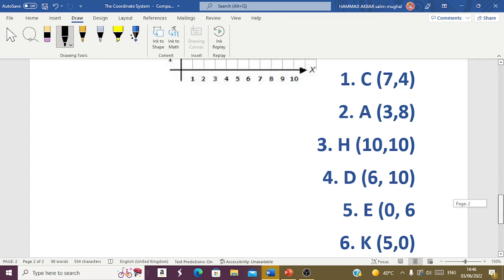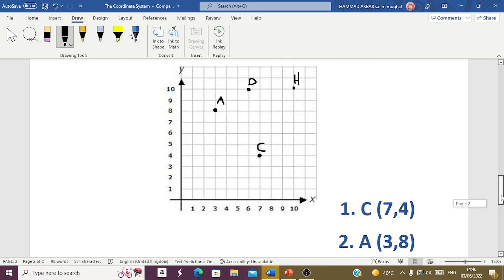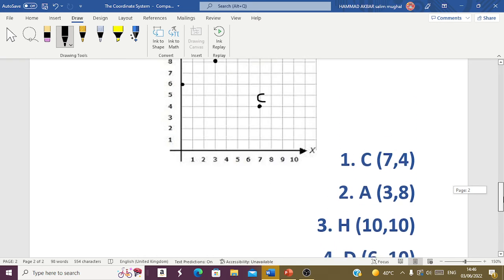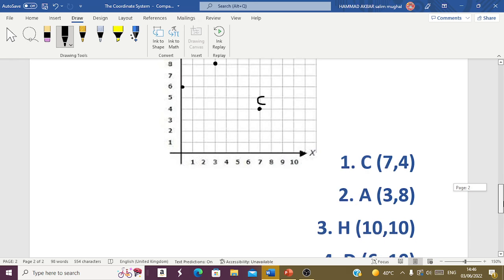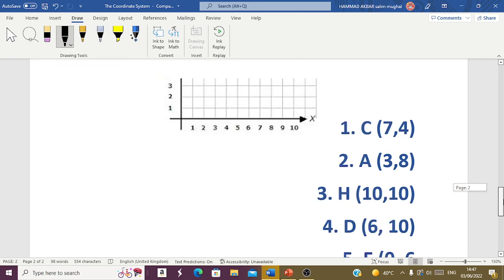So E is (0, 6). How to solve this is, when you start, you don't go anywhere here. You just stay at the point, and 6 should be up. So here is 6. So here it is, which is basically D. No, sorry for that, it is E.